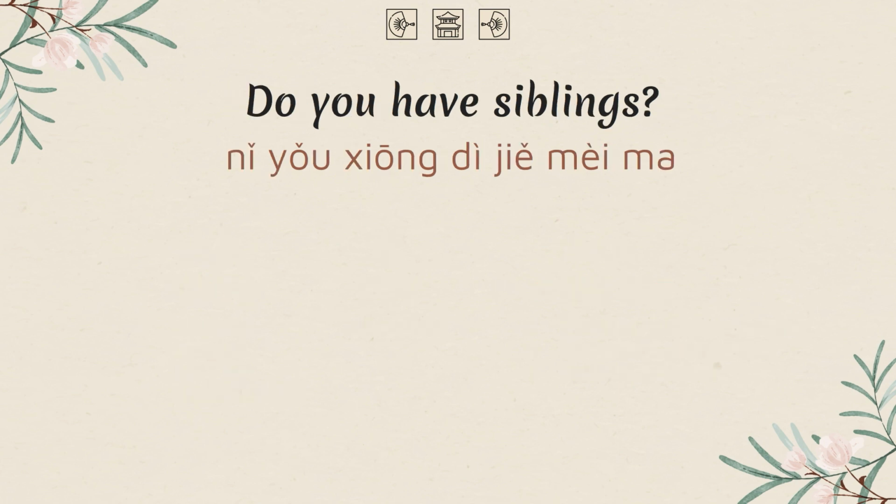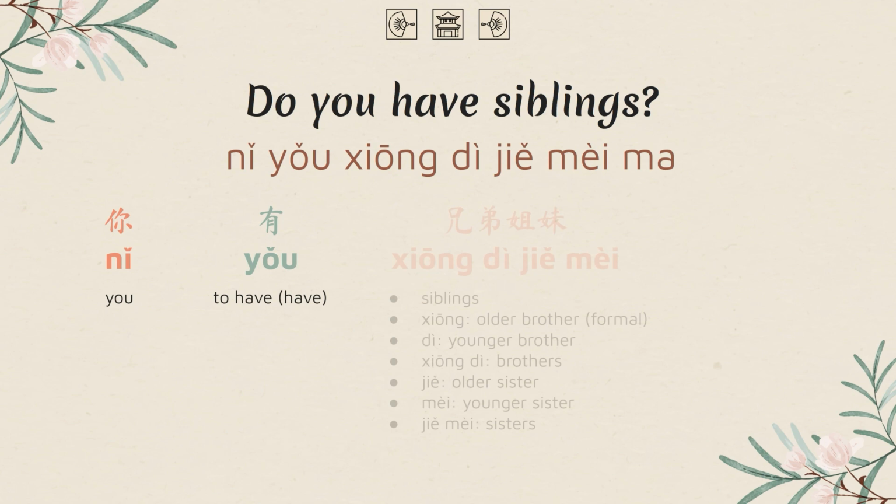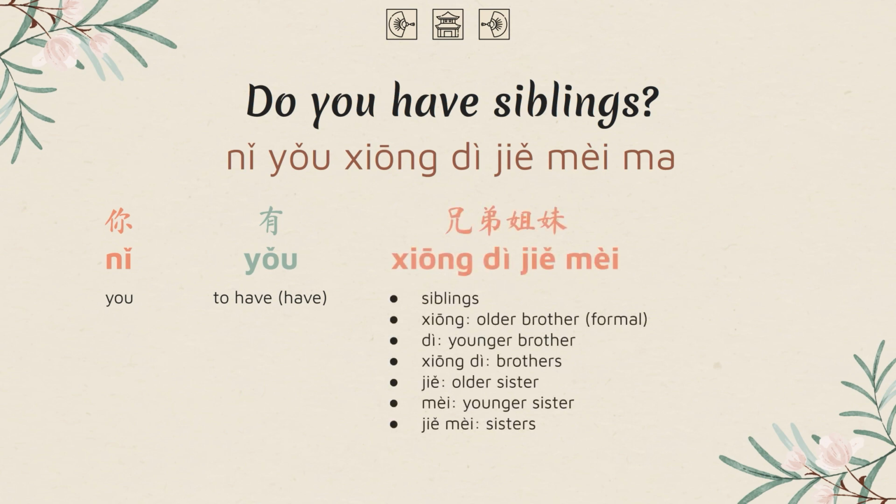Okay, do you have siblings? 你有兄弟姐妹吗? One more time. 你有兄弟姐妹吗? So 你 means you. 有 means to have. Here it means have. You have. 你有. And then 兄弟姐妹. So 兄弟姐妹 is a mouthful.